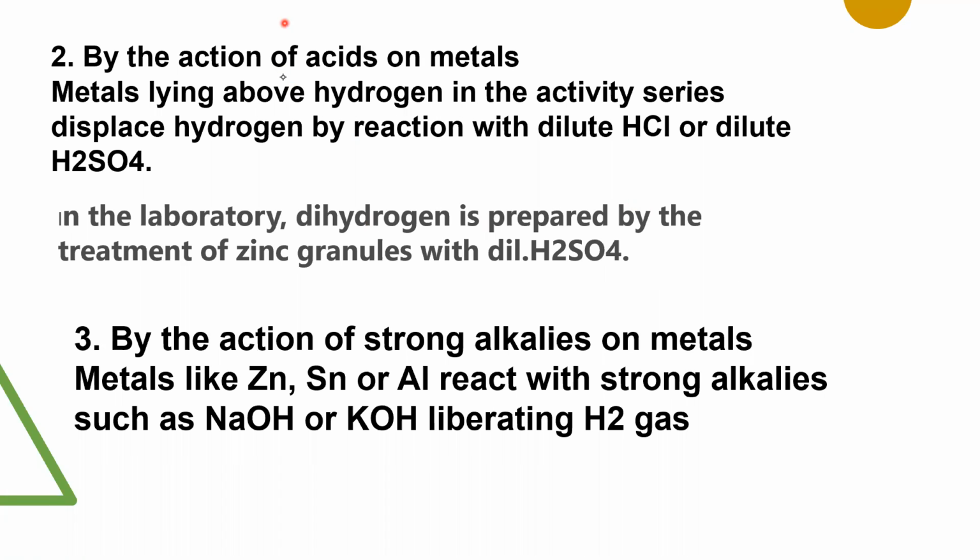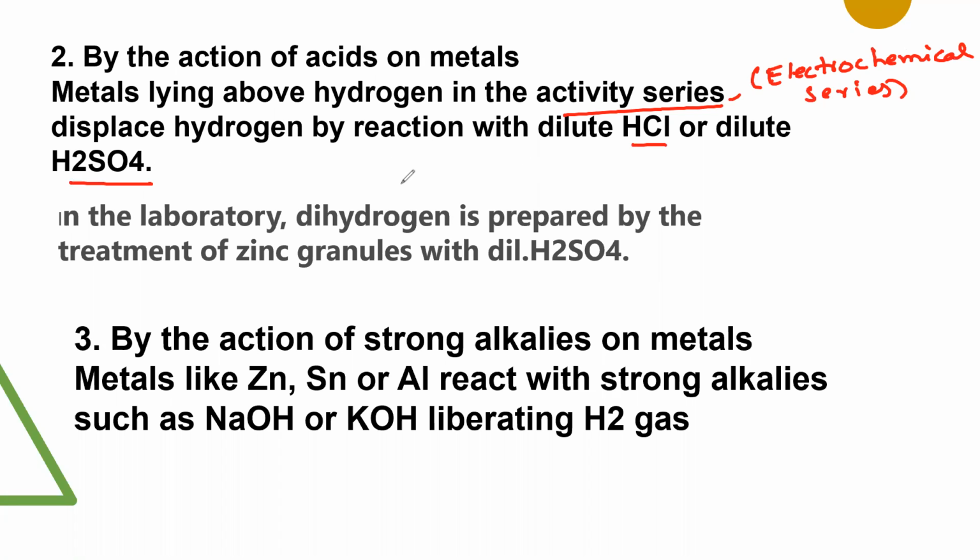Next reaction, by the action of acids on metals. Metals lying above hydrogen in the activity series, you know, electrochemical series. So this is called the activity series, also called the electrochemical series. Based on this series, we'll give one chart. So this electrochemical series we'll be discussing in 12th class. So just listen now. Metals lying above hydrogen in the activity series, that is the electrochemical series, displace hydrogen by reaction with dilute HCl or dilute sulfuric acid.